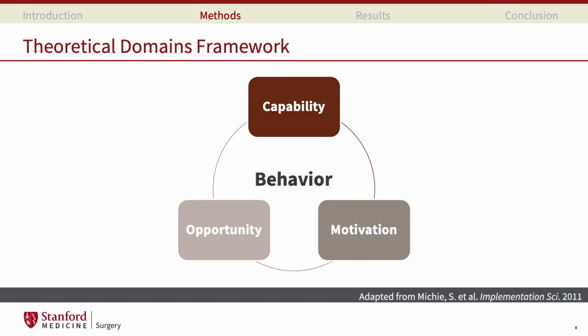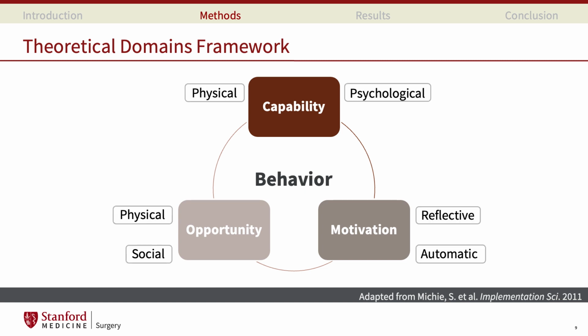The theoretical domains framework synthesizes a series of theories of behavior change, and in this framework, there are 3 main components to behavior: capability, opportunity, and motivation. Each of these components has 2 domains, so we use this framework to identify key factors of behavior that could be targeted in future prehabilitation programs.